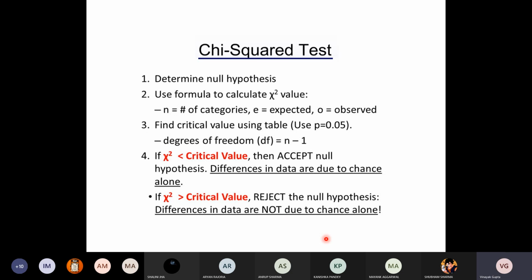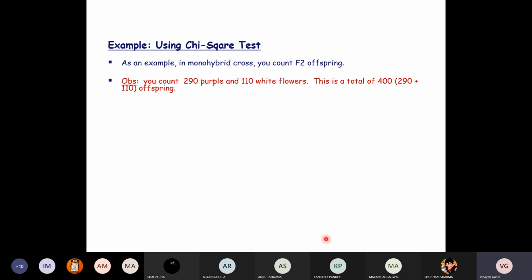You can note down the last point also: chi-square less than the critical value and chi-square more than the critical value. What you are going to do in these two cases. So let's start with one question of a monohybrid cross.